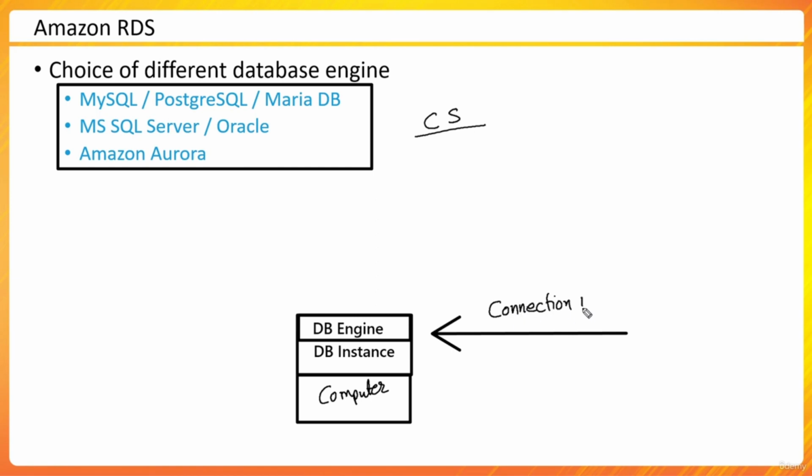Connection point is the address. Think like an IP address or a DNS name for the database. And through this connection point, you would use any tool of your choice. It could be a tool provided by the vendor, like Microsoft SQL Server gives you SQL Management Studio. For MySQL, you have something called MySQL Workbench, so you could use that.